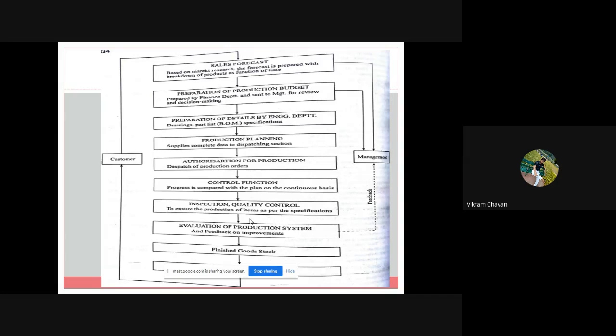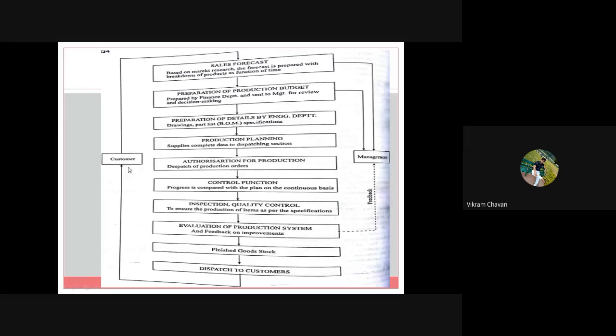Finally, after producing this evaluation report, these reports will be provided in the form of feedback to the management. Finally, whatever products are produced, the finished goods will be stocked, and whenever required, they will be dispatched to the customer.